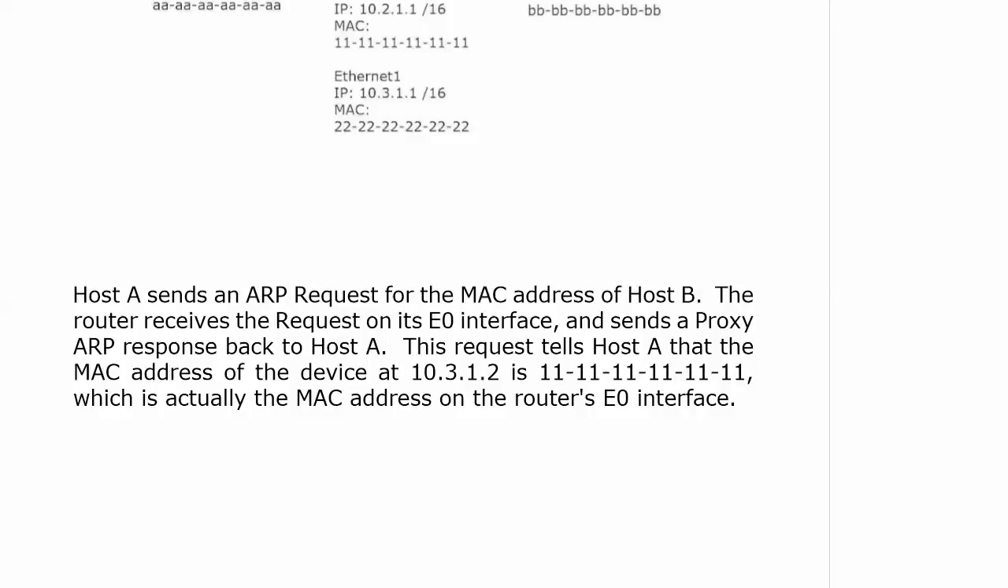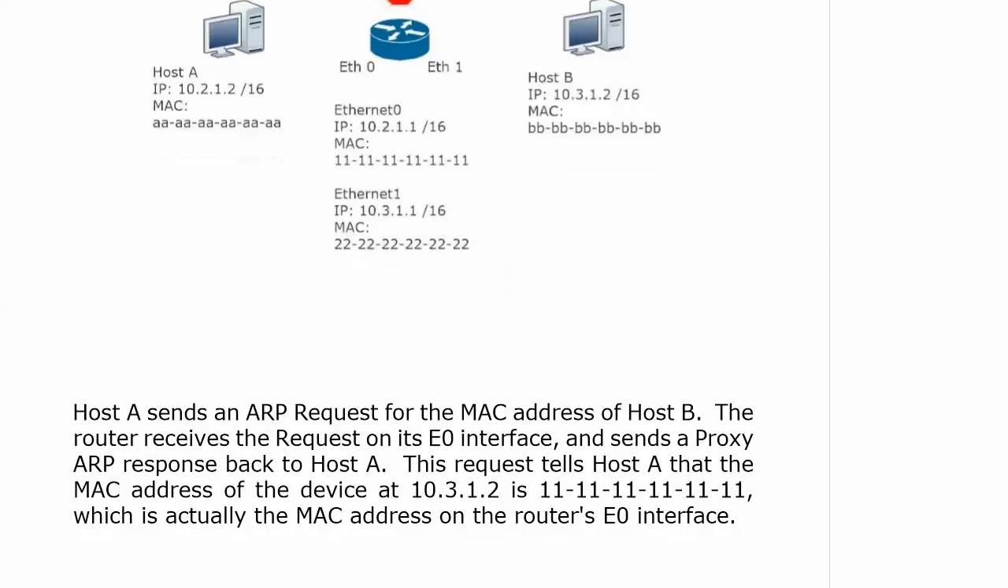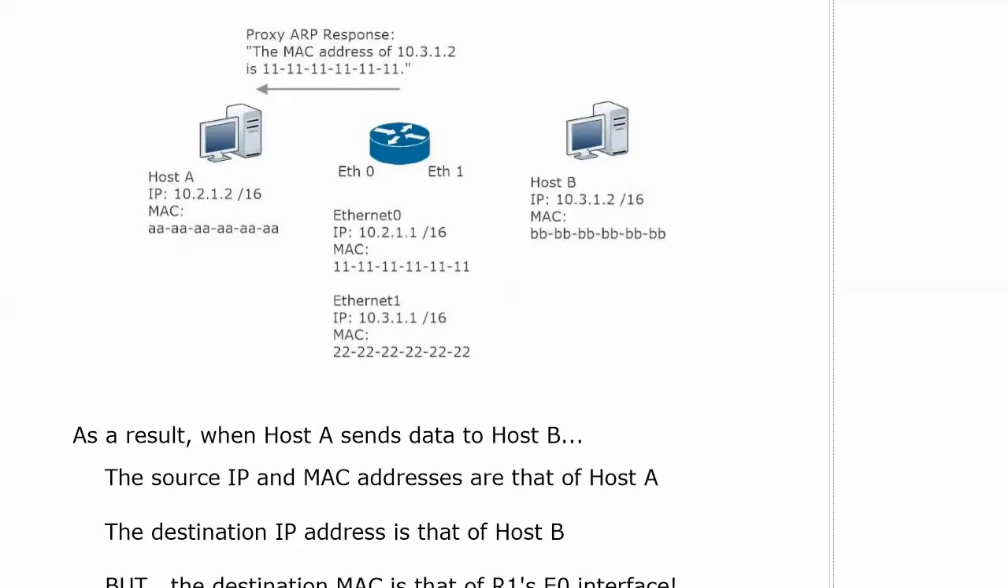And the router receives the request on its E0 interface, and it's not going to forward it because it's a router. But what it will do when Proxy ARP is running is send a Proxy ARP response back to host A. And that response is going to tell host A that the MAC address of the device at 10.3.1.2 is all 1's, which is actually the MAC address on the router Ethernet 0 interface, which is the interface that received that ARP request. And here's exactly what happens. Proxy ARP response going back from the router.